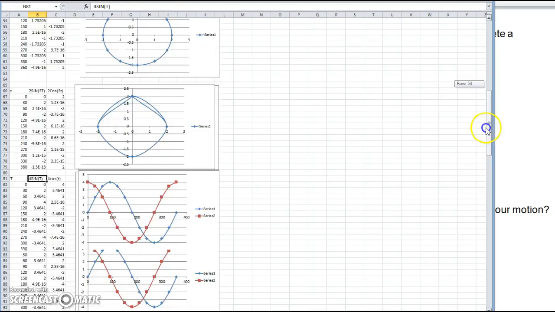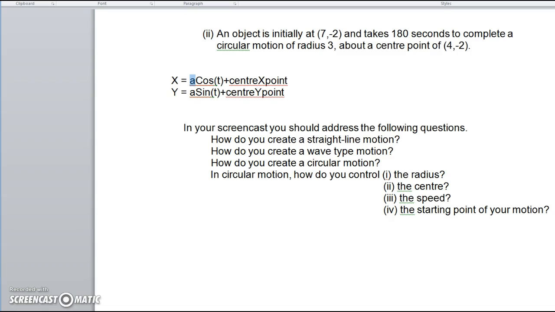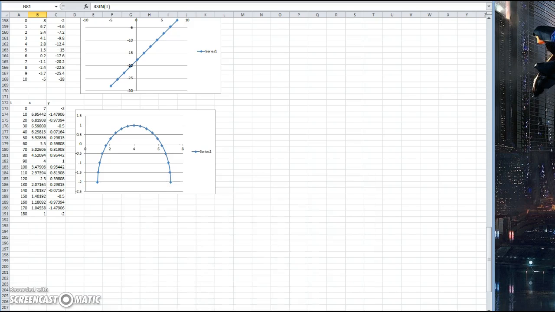So in our question down here, we had 4 and minus 2, we'd change those. To change the speed, we multiply whatever the speed is by t, and to change the starting point, we just change both the radius and the center.